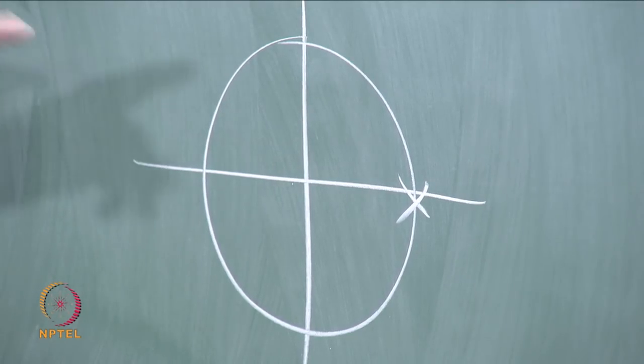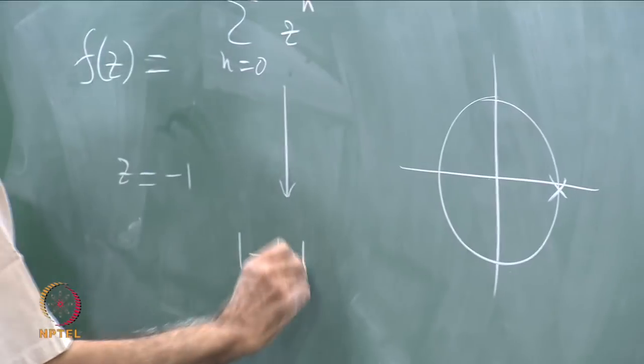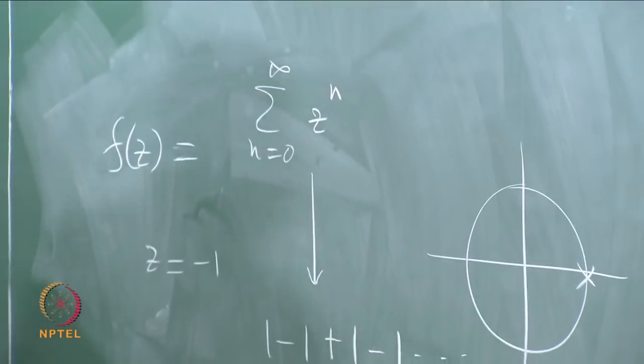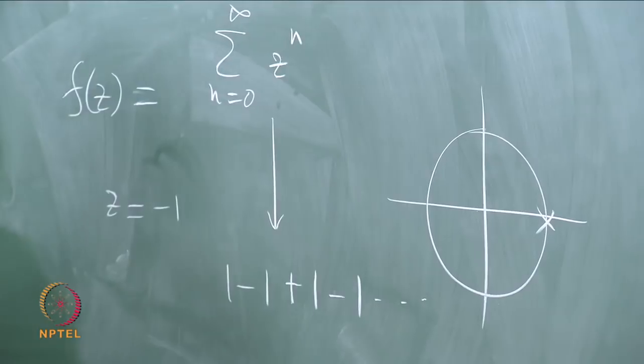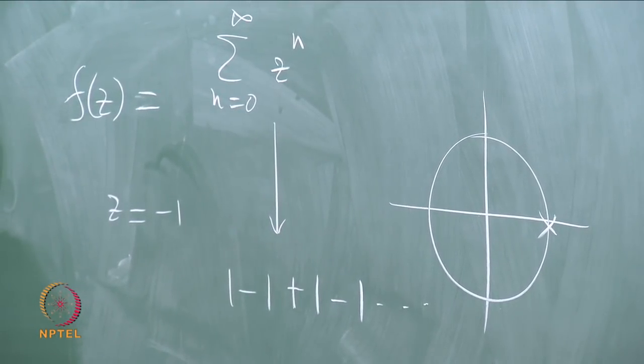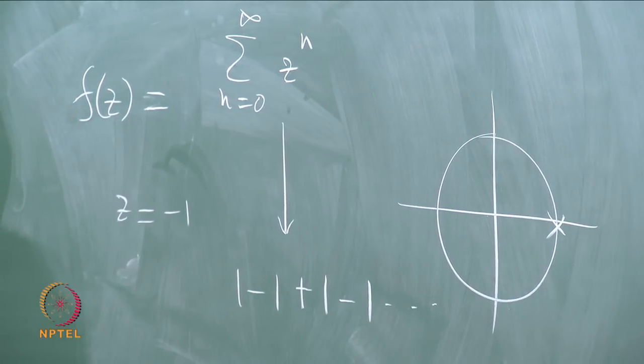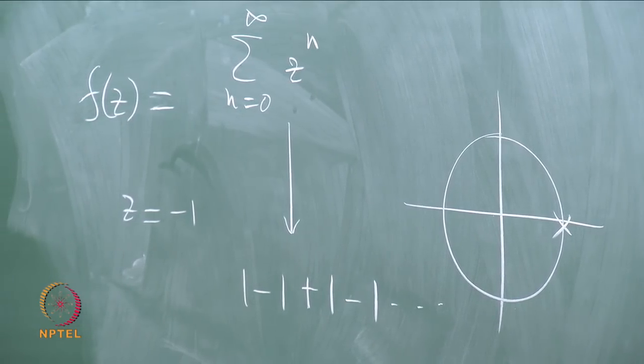You have 1 minus 1 plus 1 minus 1 etc. Right, so z equal to minus 1, then this series here is 1 minus 1 plus 1 minus 1 etc. and the series oscillates. Its value will depend on whether you keep an even number of terms or an odd number of terms, but it still has some use. Even this oscillating series has some use.